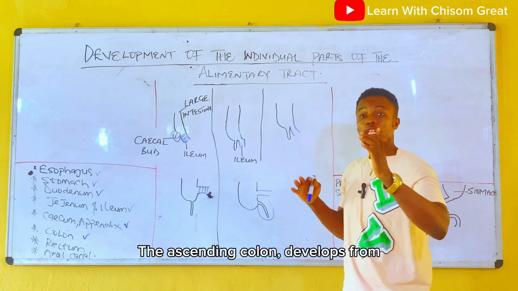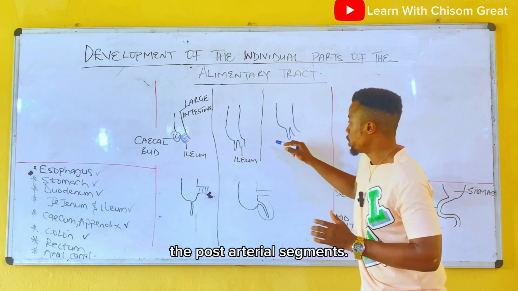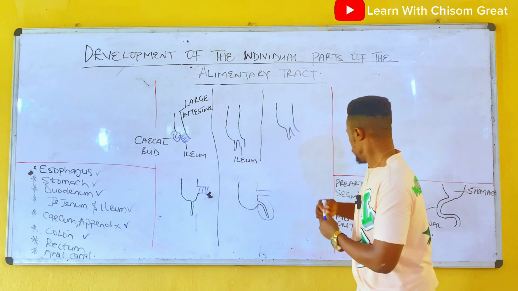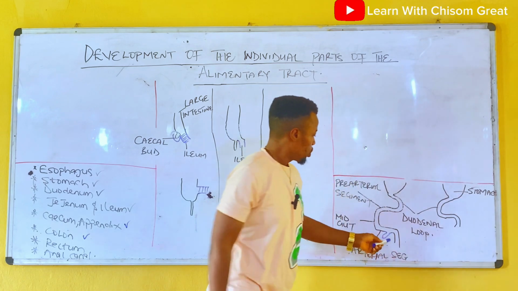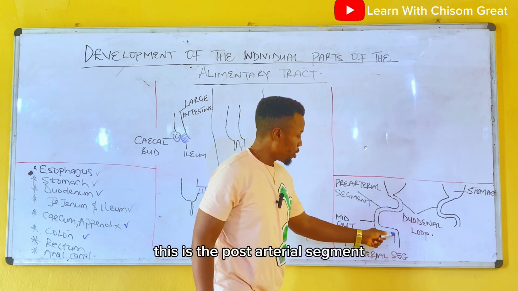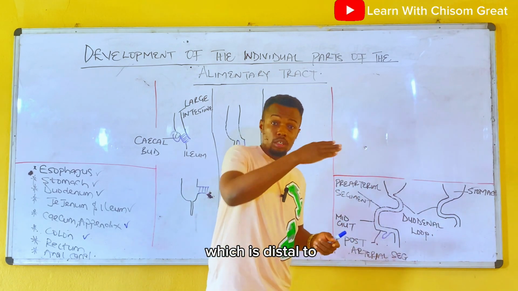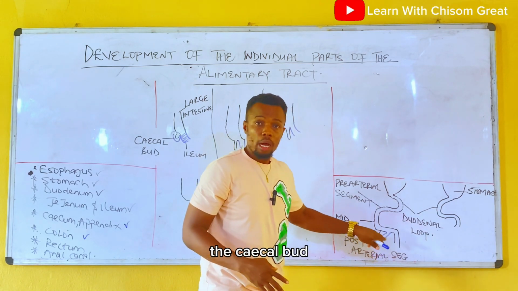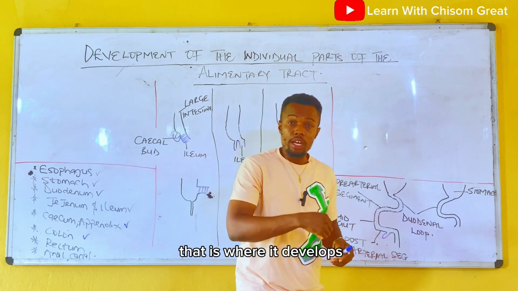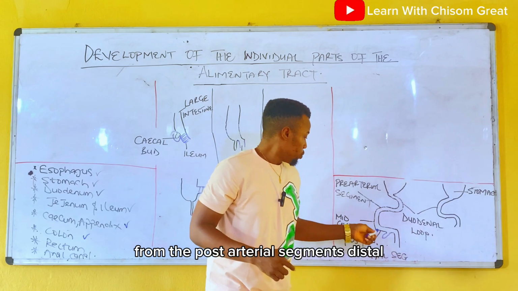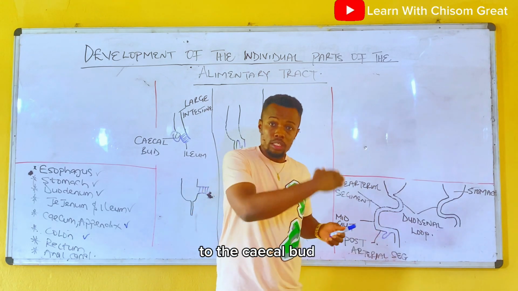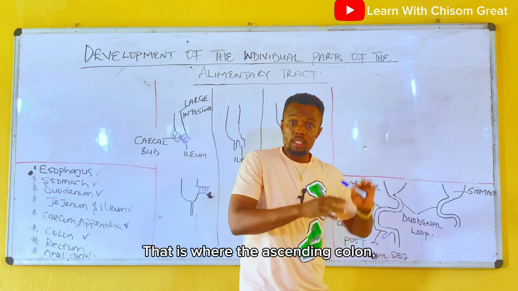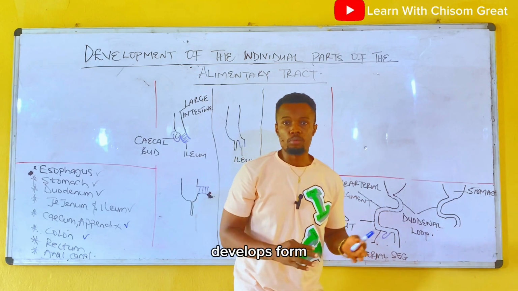The ascending colon develops from the posterior segment. So this is the posterior segment, which is distal to the cecal bud. So that is where it develops from. The posterior segment distal to the cecal bud. That is where the ascending colon develops from.